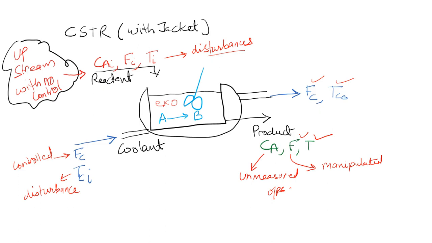Clear? Further, if you look at the coolant flow rate, if the coolant flow rate is controlled, then Fc can be termed a manipulated variable, because it can be manipulated. Whereas Tci can become a disturbance. Further, if you look at the product stream, if the outlet is controlled, then the outlet flow rate F becomes the manipulated variable.